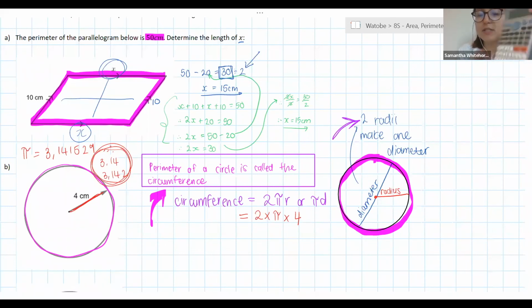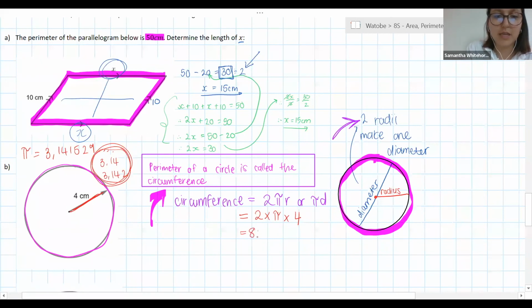Now I still have to say times my radius, which is 4. Sorry, I don't really know my calculator backwards. So 2 times pi times 4. And then I've typed everything in so I can push equals and I get my answer. So my answer that I get here is 8 pi.